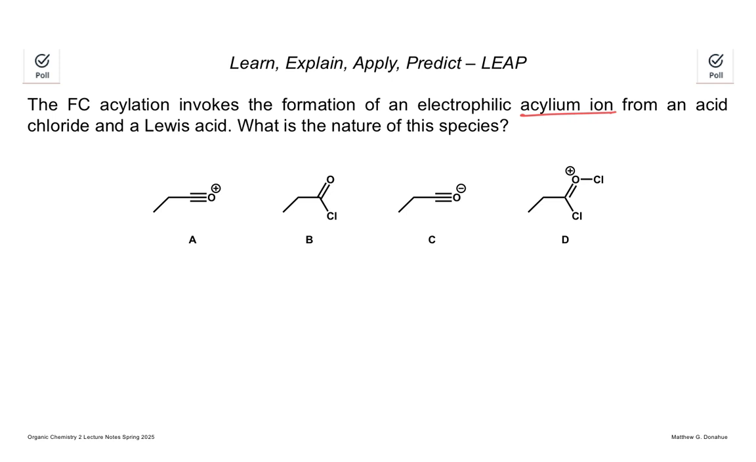So the question was, what is the nature of this? B is what we're starting with. The intermediate has to be positively charged, so that would rule out C. And then we're now between A and D. So what is exactly happening?